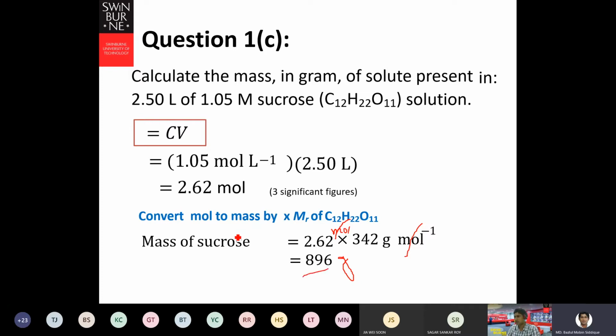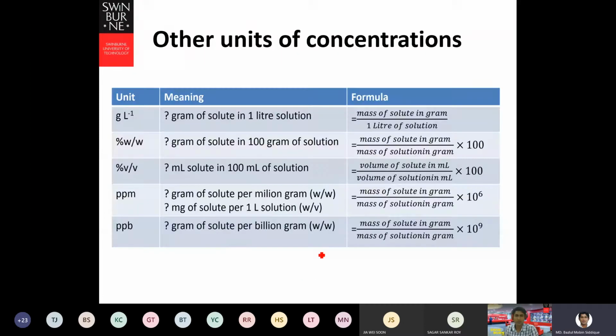So 896 gram of sucrose I had to dissolve. Almost 900 gram of sucrose I had to dissolve in 2.5 liter of water, so that I can get a 1.5 molar sucrose.